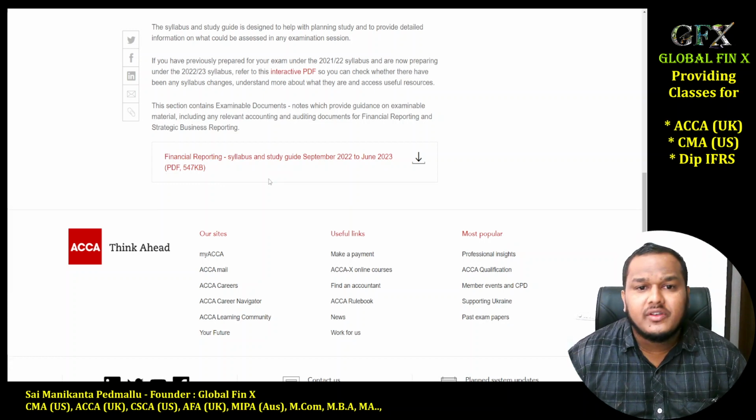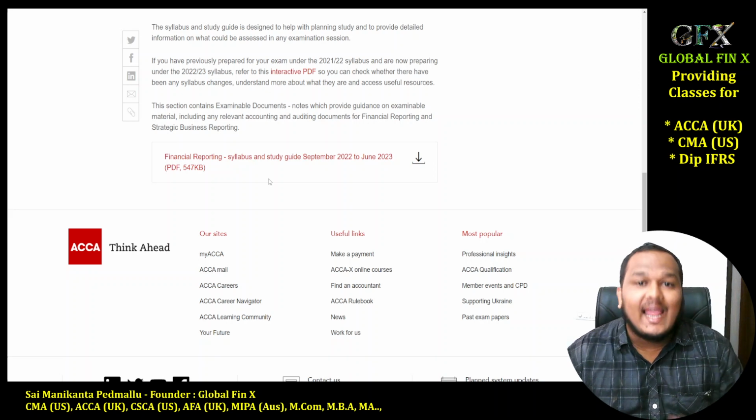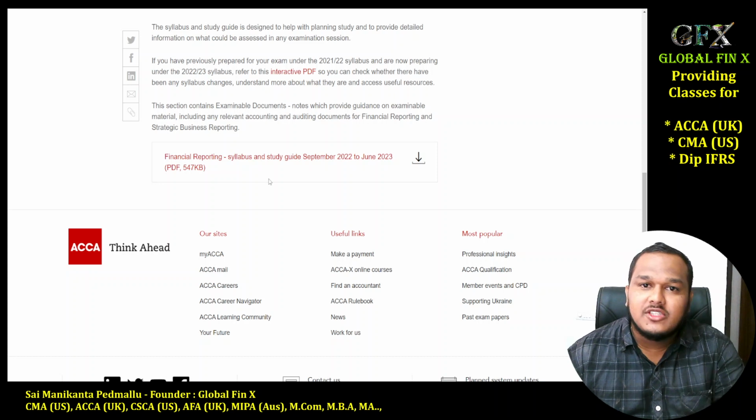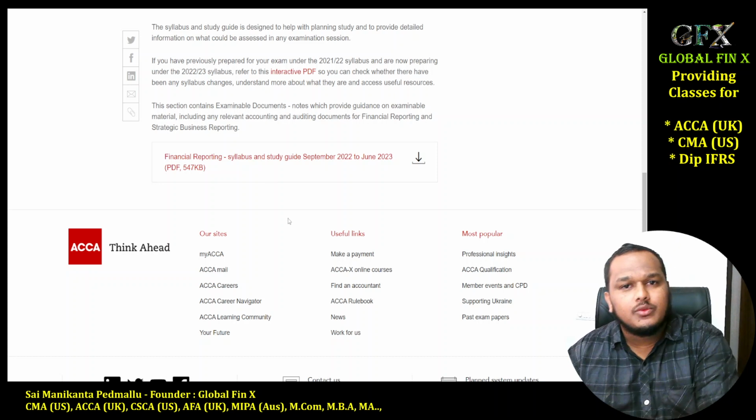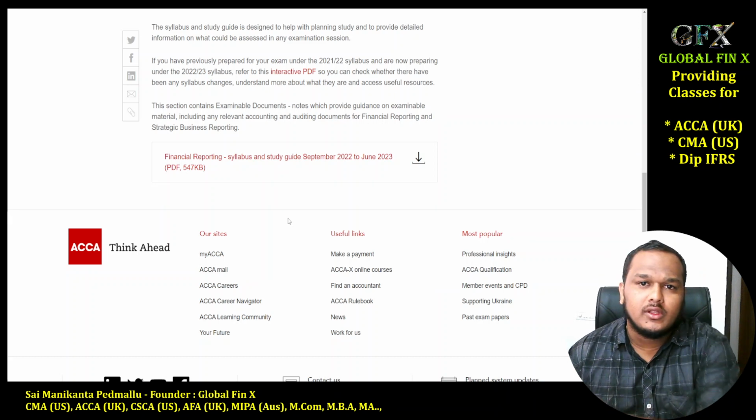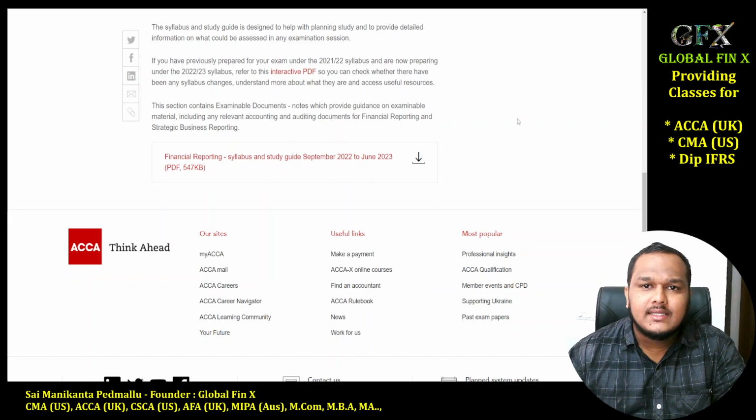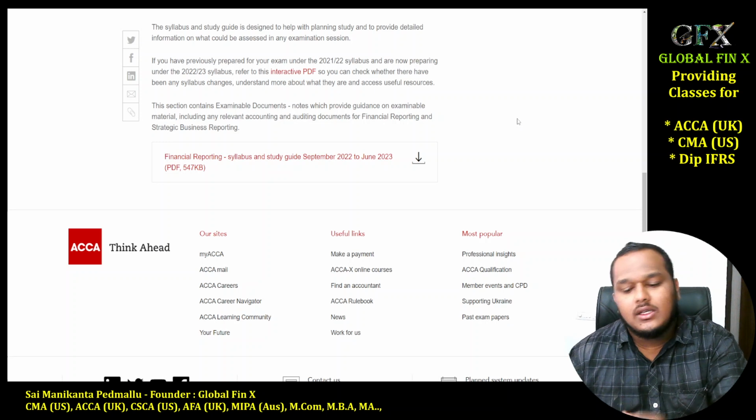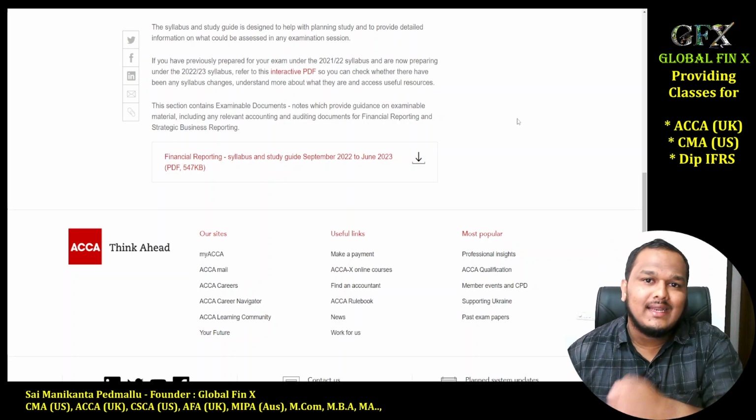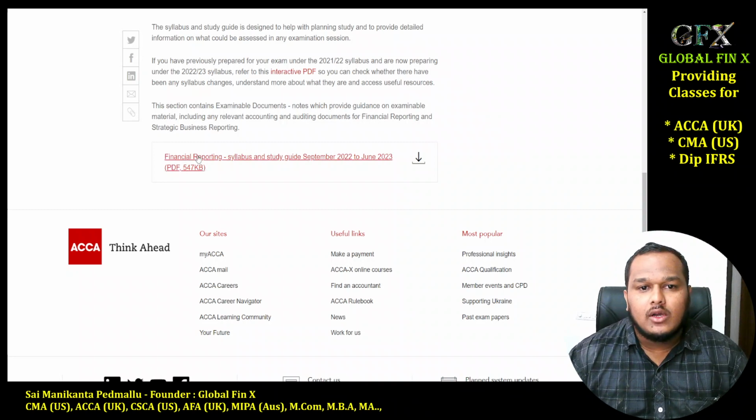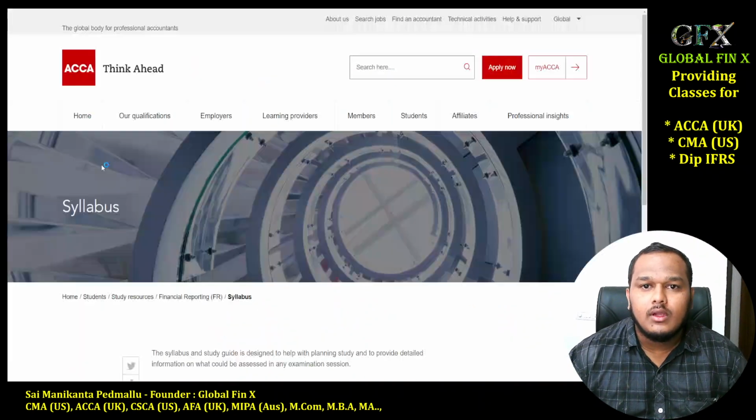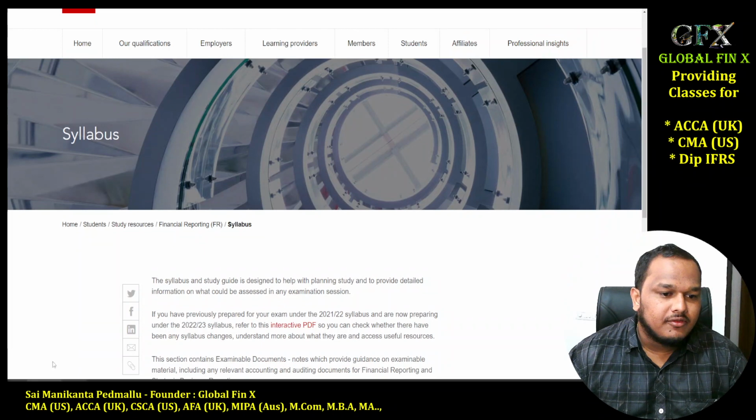Just for your information, ACCA usually changes their syllabus. Any modifications to the syllabus are brought in with effect from September of a calendar year, so a syllabus change usually happens in September 2021, September 2022, September 2023, and so on. Any change that happens in September will be applicable till the next June window. Then the next September window, again, syllabus changes usually happen. So we can download this PDF file, and the file has been downloaded.